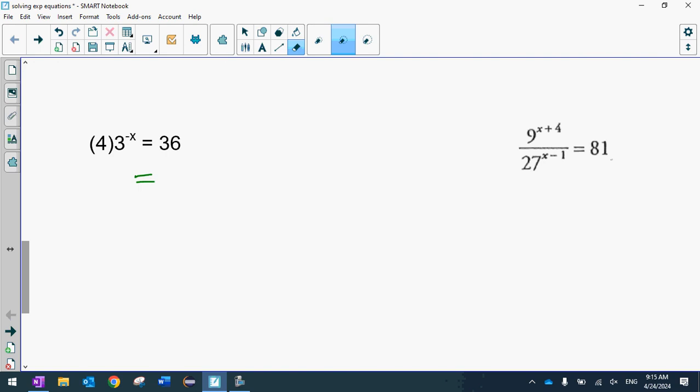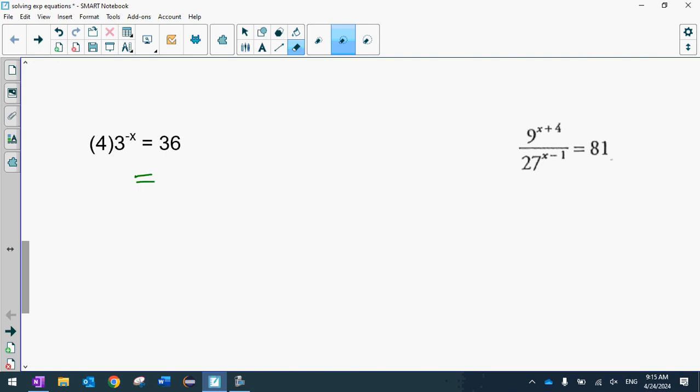All right, 4 times 3 to the power of negative x equals 36. Sometimes it's helpful to look at this and notice what makes this one different than the other ones that we've seen. There's something there. It's not complicated. Yeah, you know. It's a negative variable, fine.